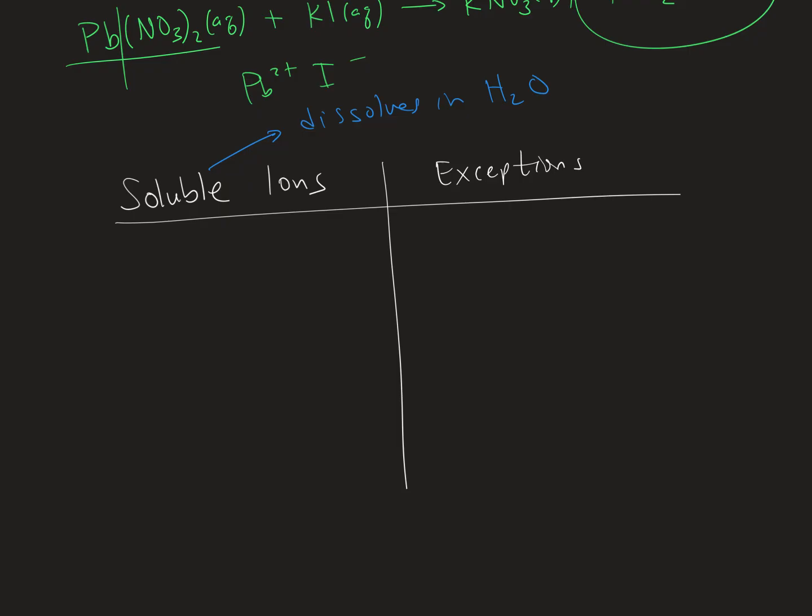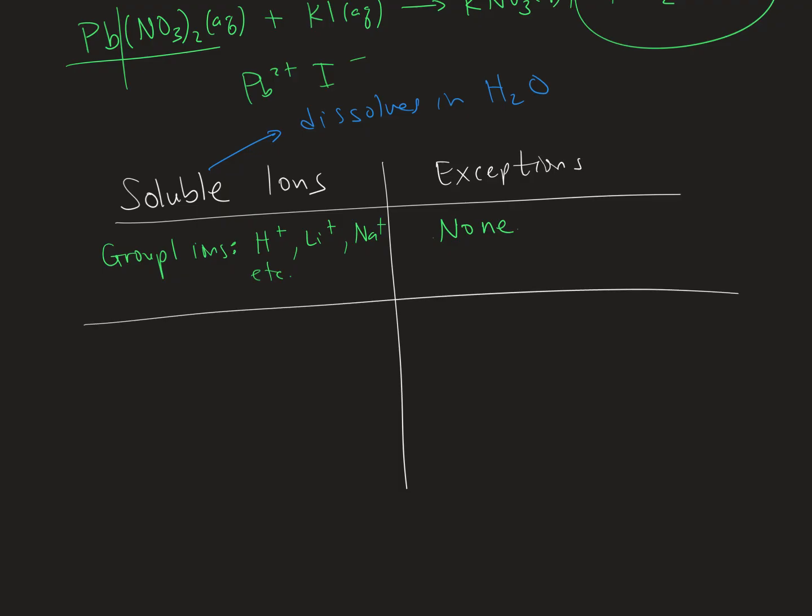All right, so the first one are group 1 ions. And that's like H plus, Li plus, Na plus, etc. All of them. If a compound has a group 1 metal in it, or hydrogen ion, then it is soluble with no exceptions. Woohoo, we like that. Okay?